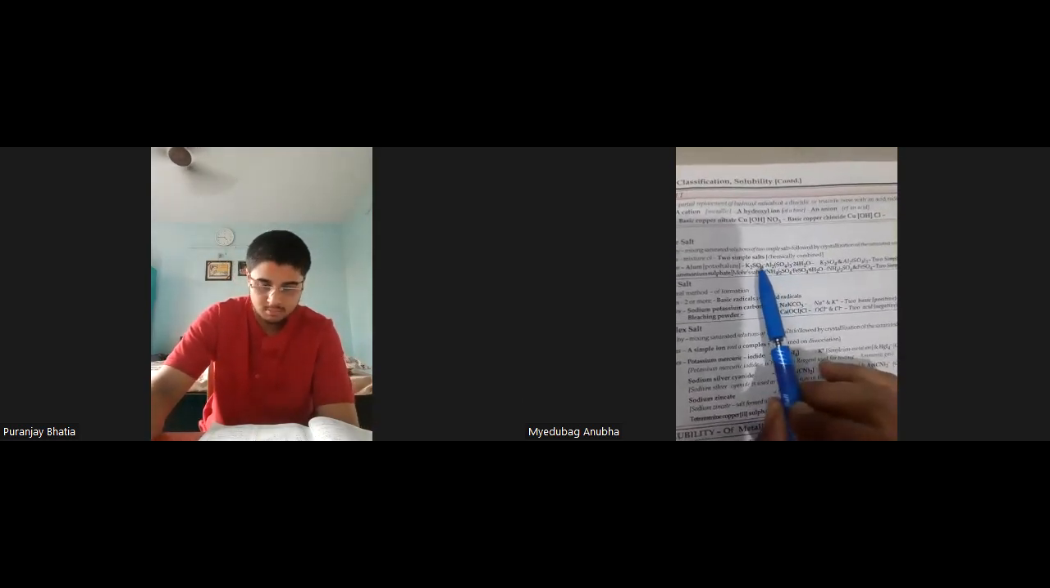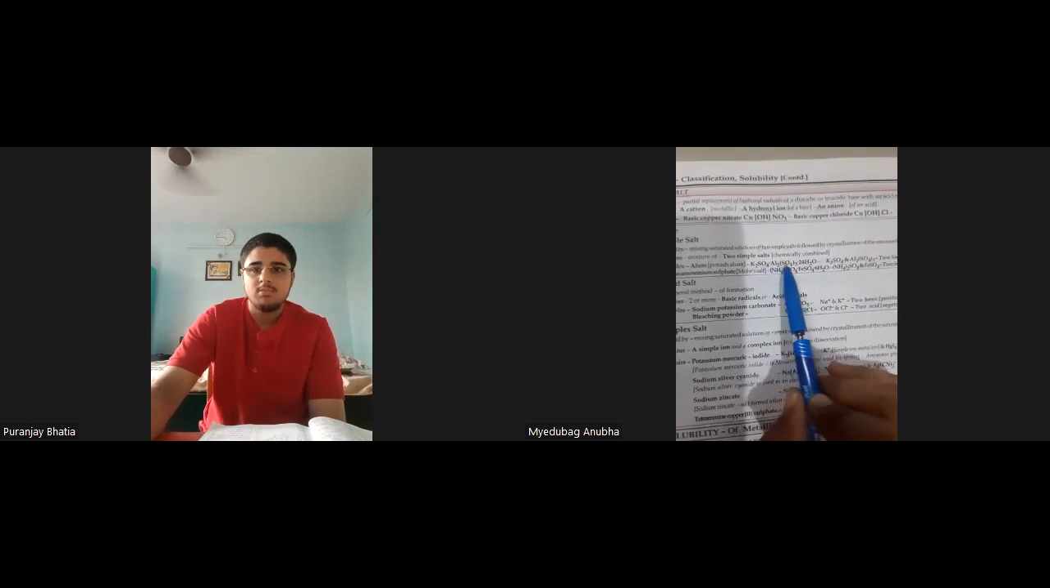Right? Then you have an example of ferrous ammonium sulfate, very important. The potash alum and Mohr's salt are always asked in the paper, and also the formula with the names of the two salts which have been taken, right? So here the two salts taken are potassium sulfate and aluminium sulfate.